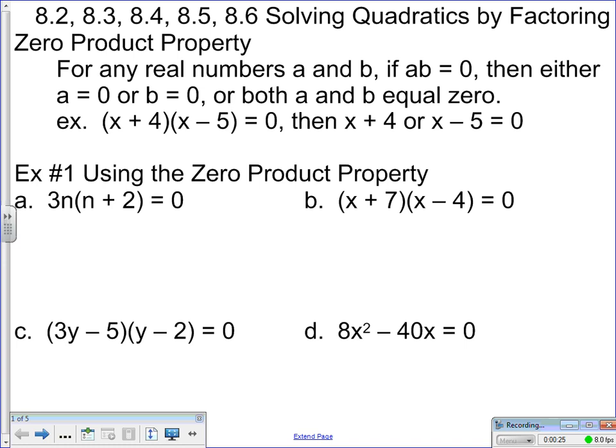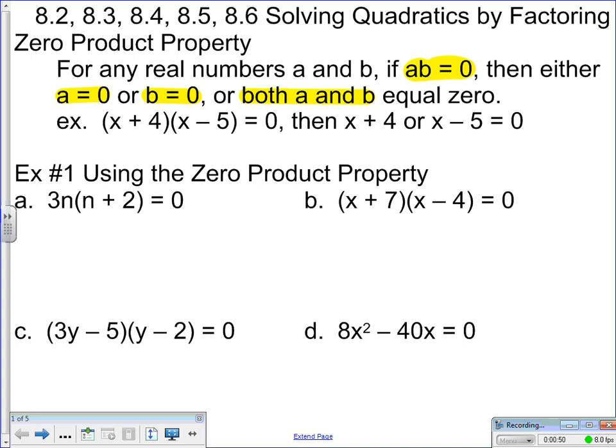So the first thing we need to talk about is the zero product property, which states that the only way to get 0 with multiplication is to have one of the numbers or both of them be 0. So the only way to get AB equal to 0 is to have A be 0, B be 0, or both of them be 0. So here's a small example to get us started.